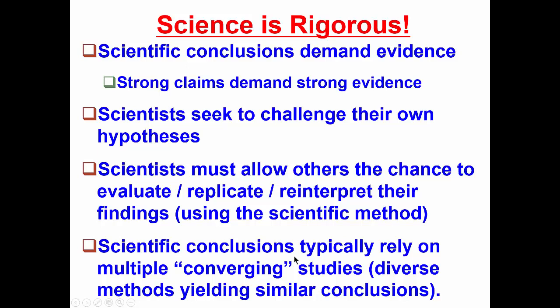Finally, scientific conclusions typically rely on multiple studies. We call these converging studies, and it's even better when we have diverse methods yielding similar kinds of conclusions. Sometimes we'll see a seminal study or a seminal investigation. That's a novel investigation of a new topic, and that might be promising, but usually scientists are very cautious in interpreting too much from a single study. A multitude of studies would provide stronger evidence.